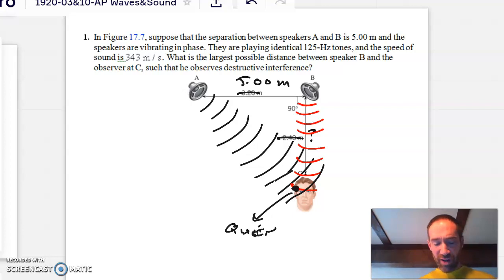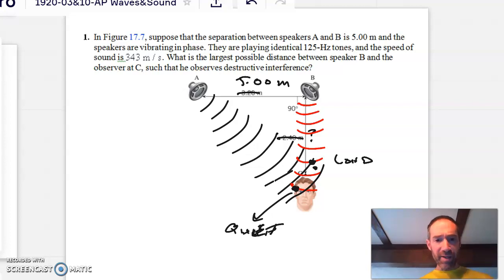The places where we have two compressions overlapping, or a place where we have two rarefactions overlapping, that's where it's going to sound loud because we're going to get constructive interference. We want a place where it's going to sound quiet and we're going to get destructive interference.